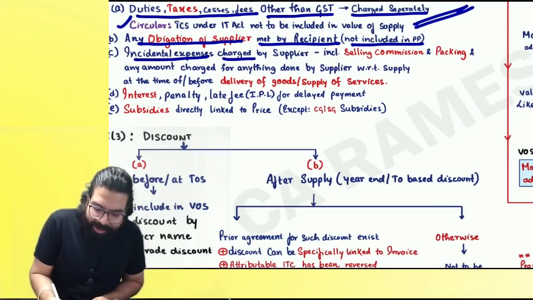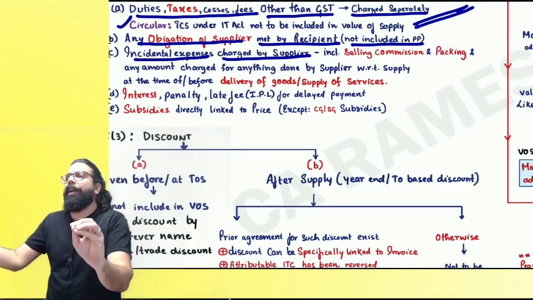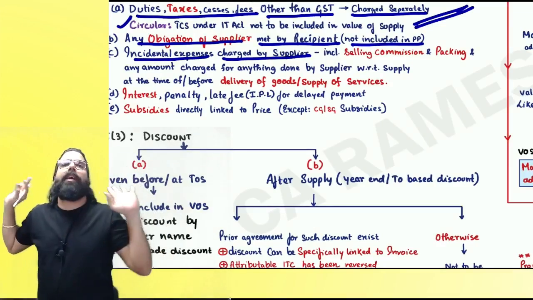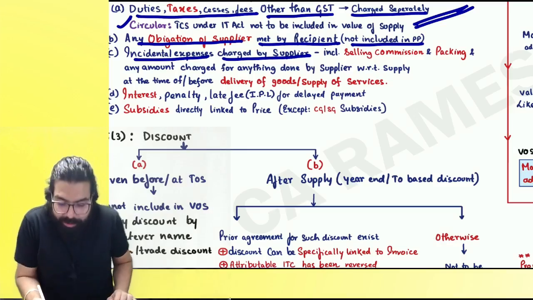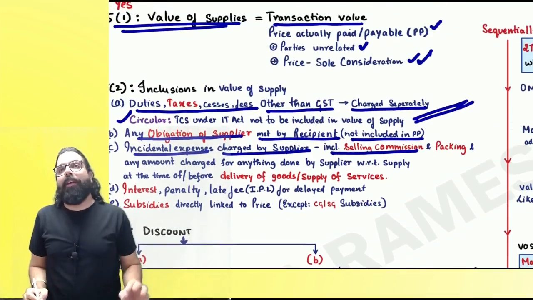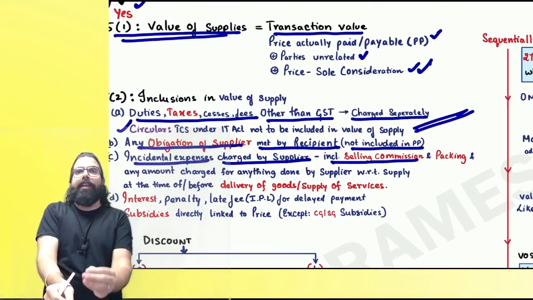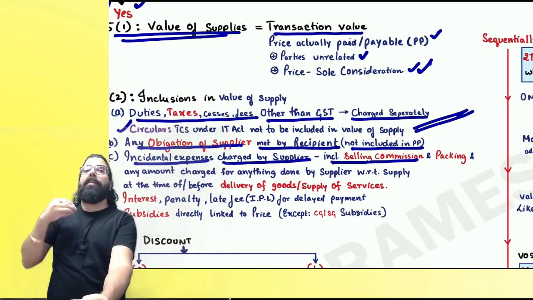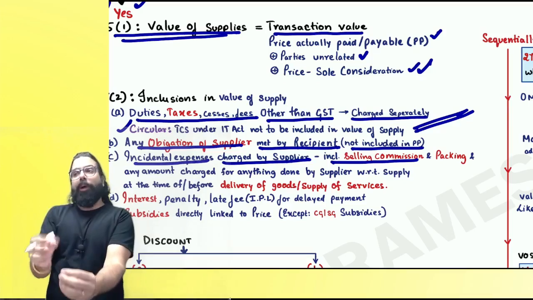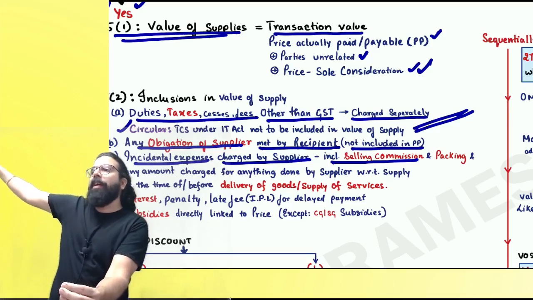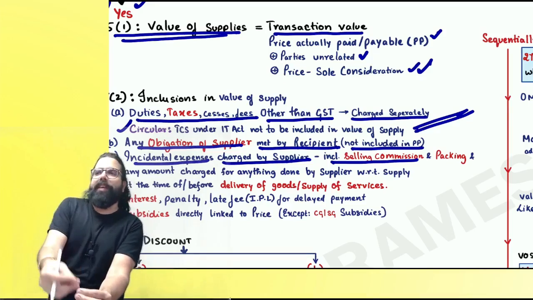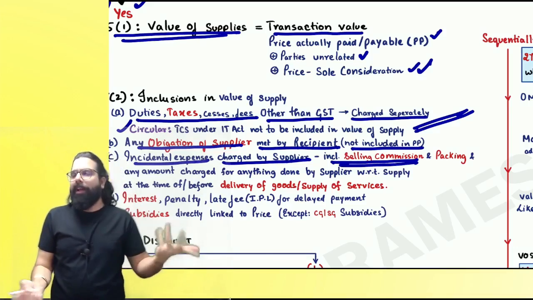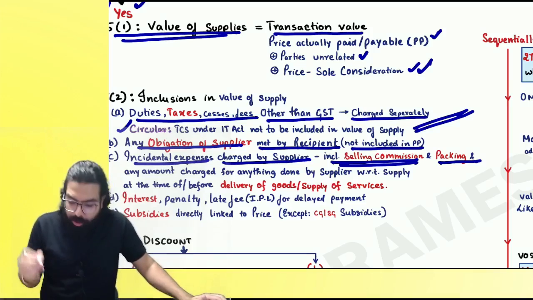any incidental charges charged by the supplier. My supplier went ahead and charged me some charges. If he is charging me any incidental charges, then including selling commission. The seller has an agent, and that seller's agent's commission, suppose I paid him. Now I should have paid the supplier. It's his obligation basically, which I have gone ahead and made. And that selling commission is to be always included.